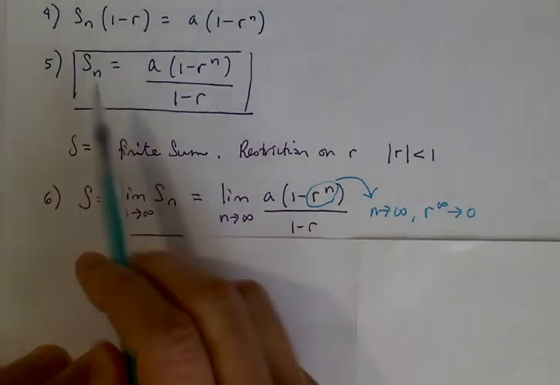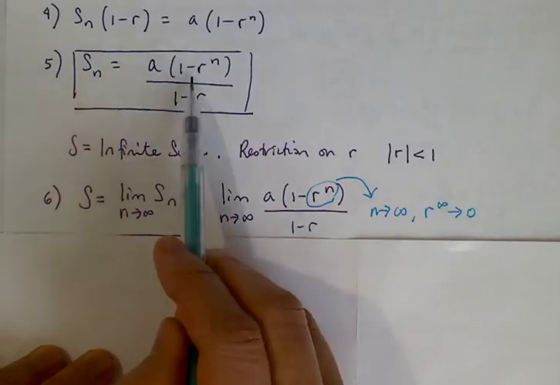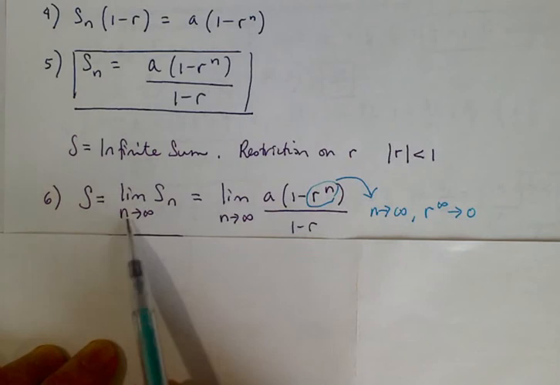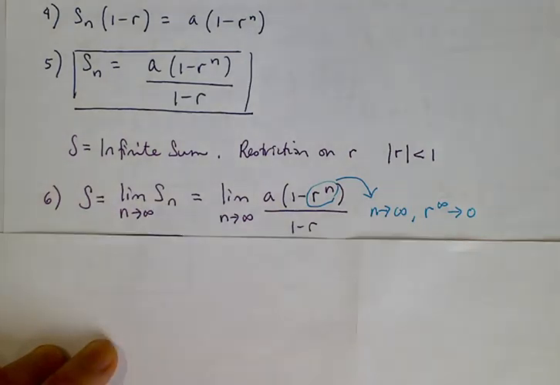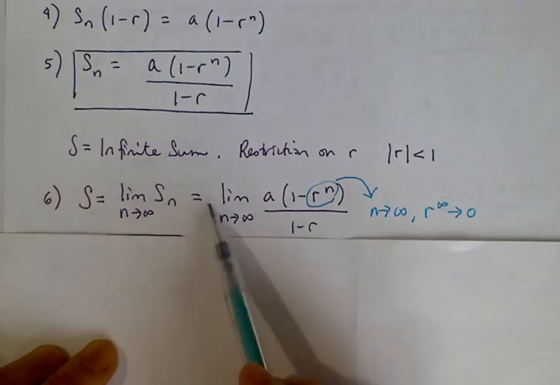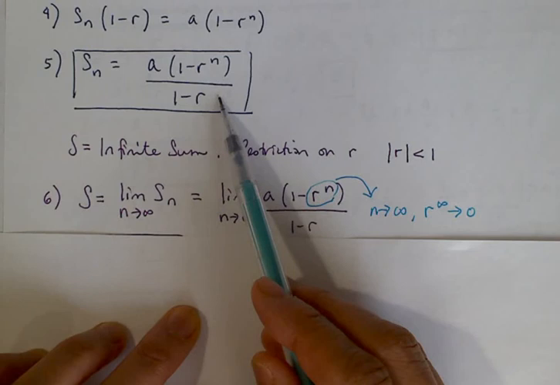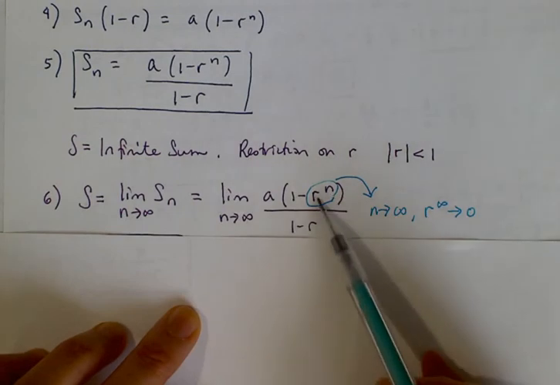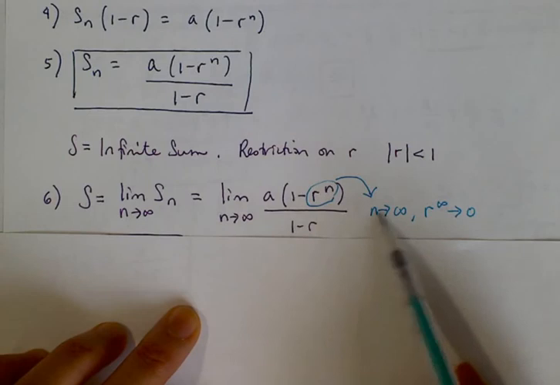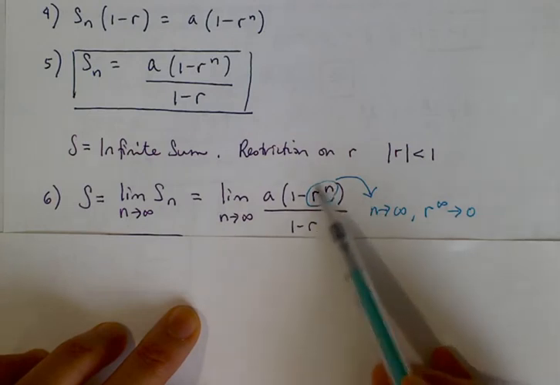So I'm going to start with this formula right here above. S sub n is equal to this. Now I'm going to make n go out to infinity. So I have the limit of S sub n as n goes out to infinity, and then I just put the limit out in front of this ratio. And remember that the absolute value of r is less than 1.